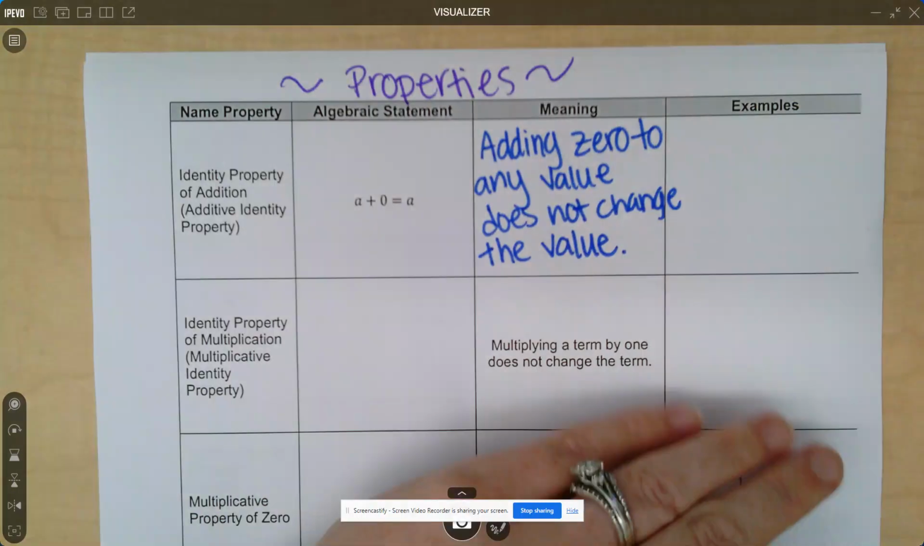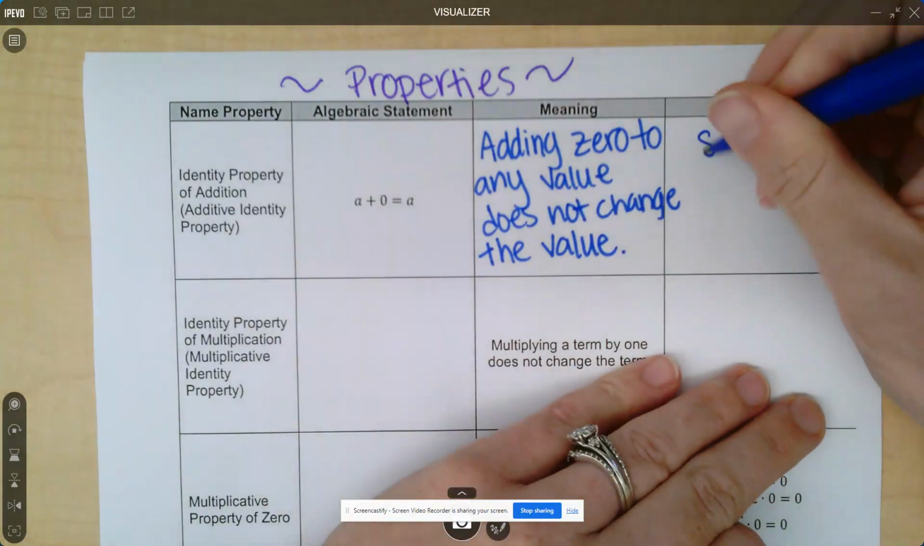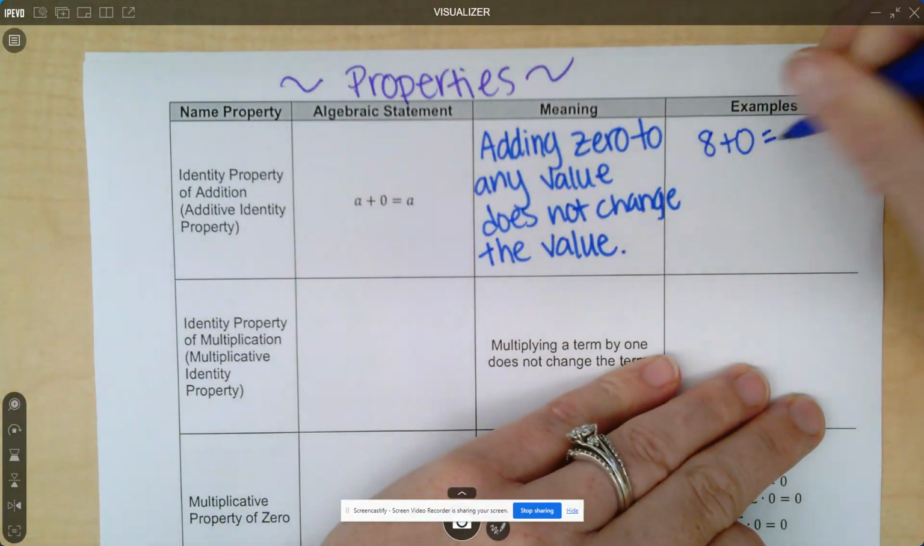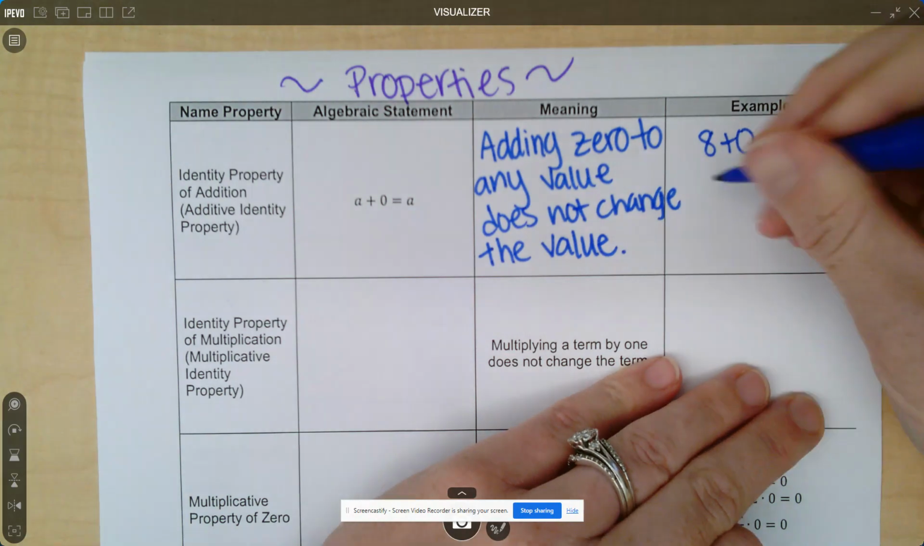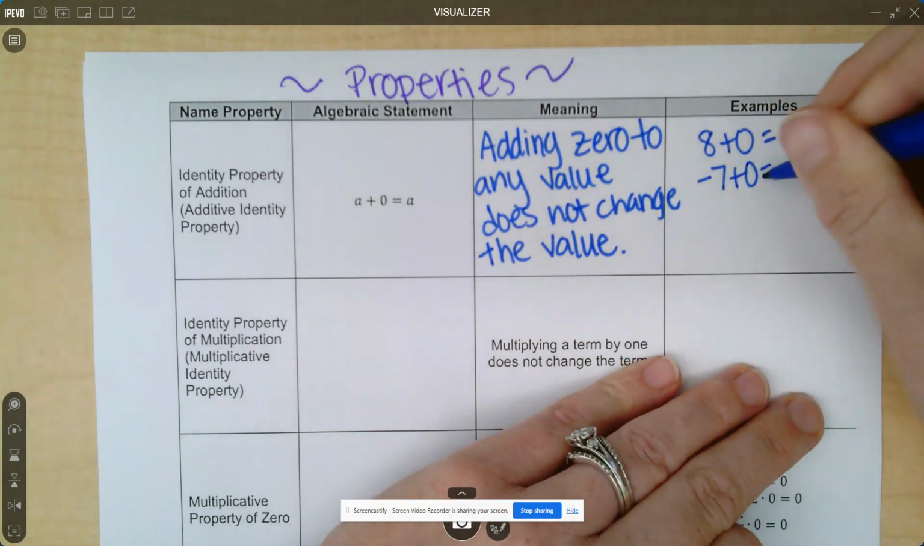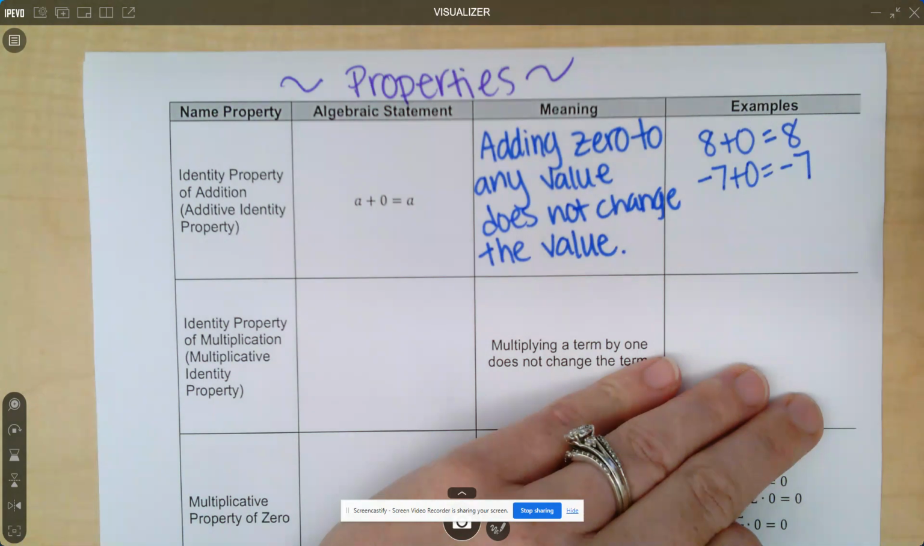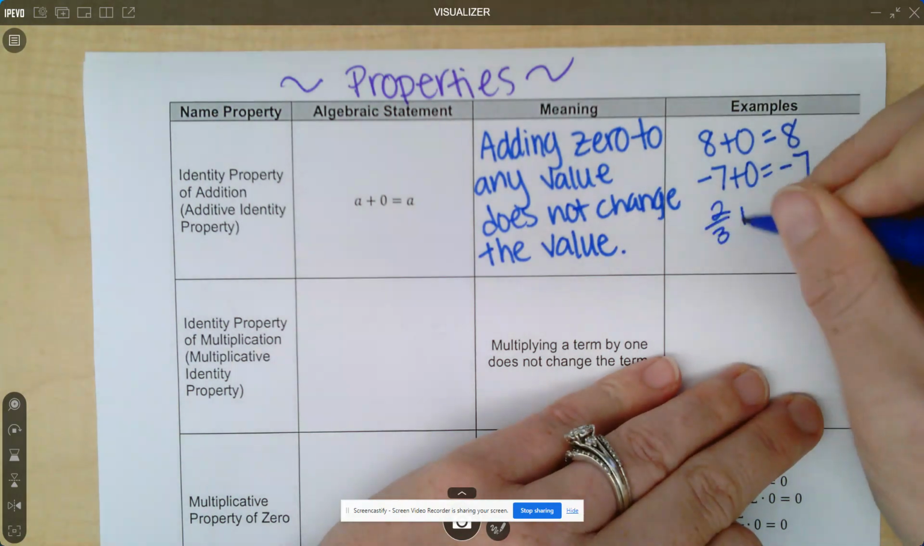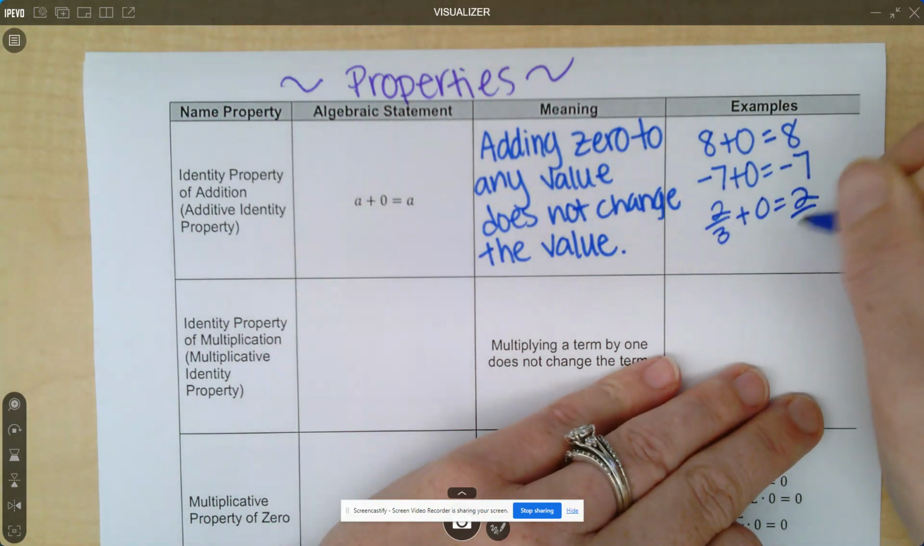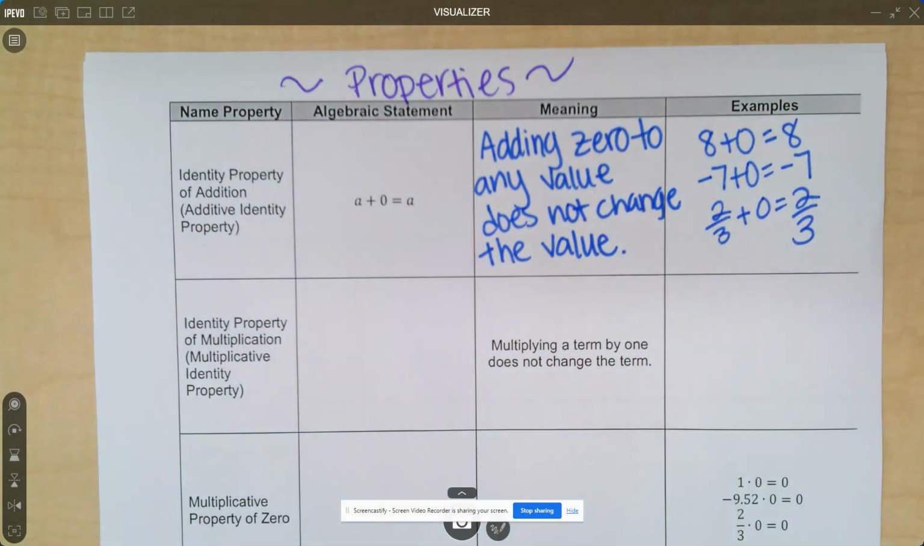So some examples, this works for natural numbers. 8 plus 0 is 8. It works for integers. -7 plus 0 is still -7. It works for rational numbers. 2/3 plus 0 is still 2/3. Works for any real number.